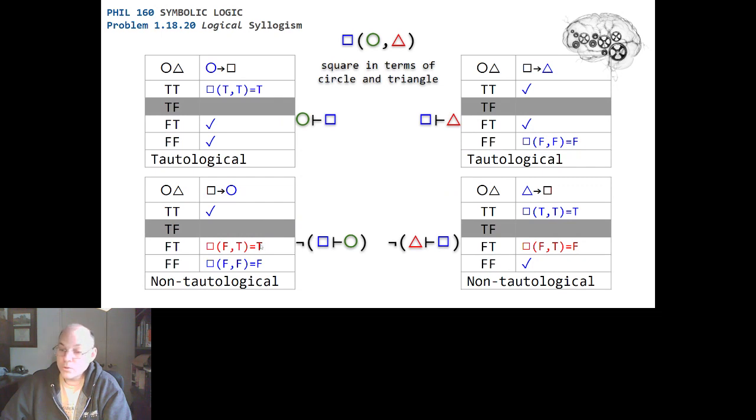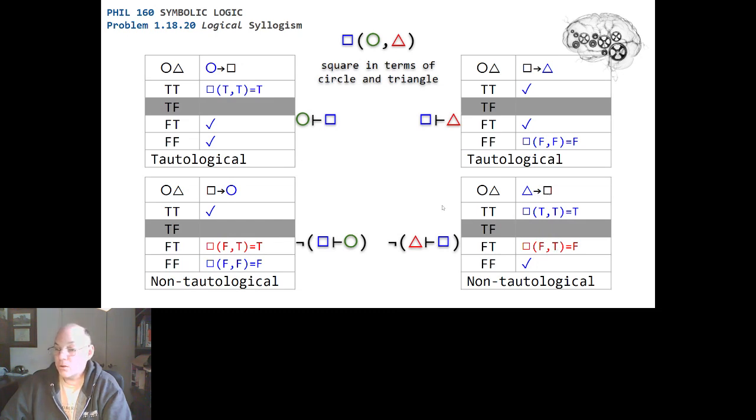So we need square to be true over here in this table, but in the last table, we need square FT, we need it to be false for the same reasons, but we're flipping it because in this case, square is now the consequent and triangle is the antecedent, and triangle is true. So we've got to set up a true false situation here, which means that square has to be false.